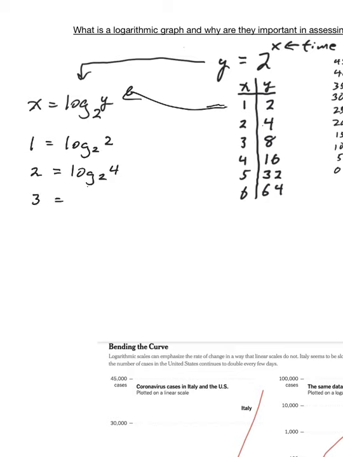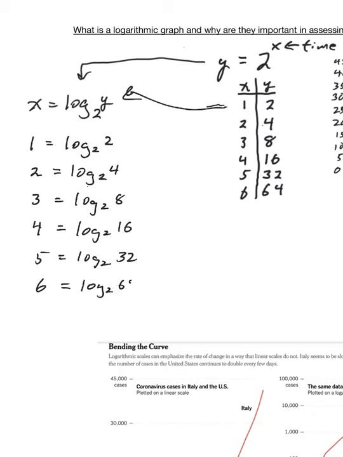When x is equal to 3, when the logarithm is 3, I get log base 2 of 8, and then I just keep doubling. So here's 4. Let me just go ahead and finish this. And 5 equals log base 2 of 32. And then when the log is equal to 6, I get log base 2 of 64.